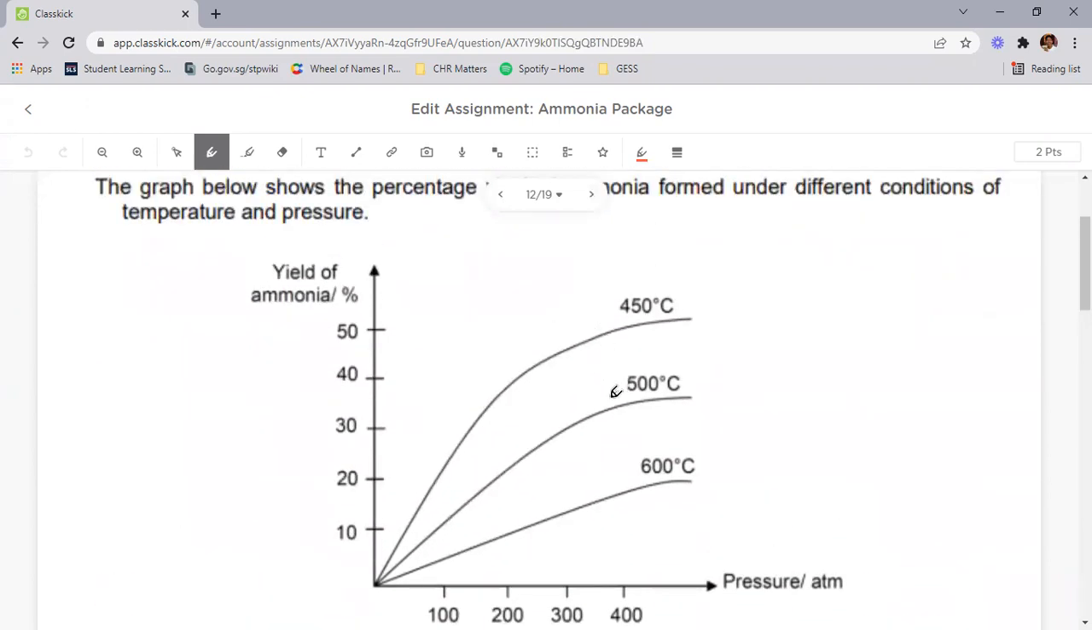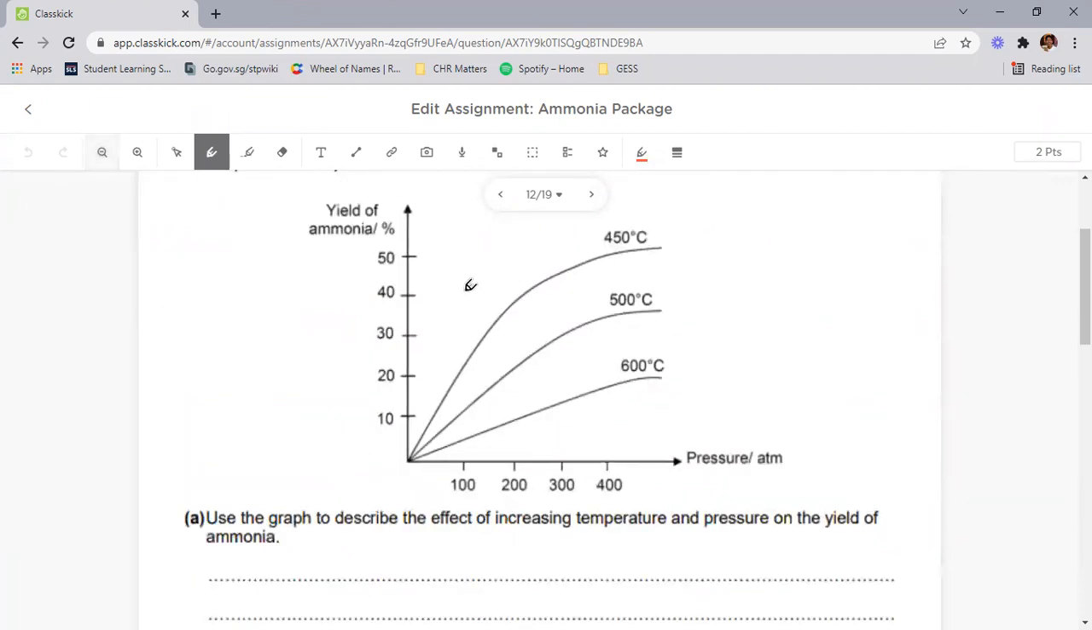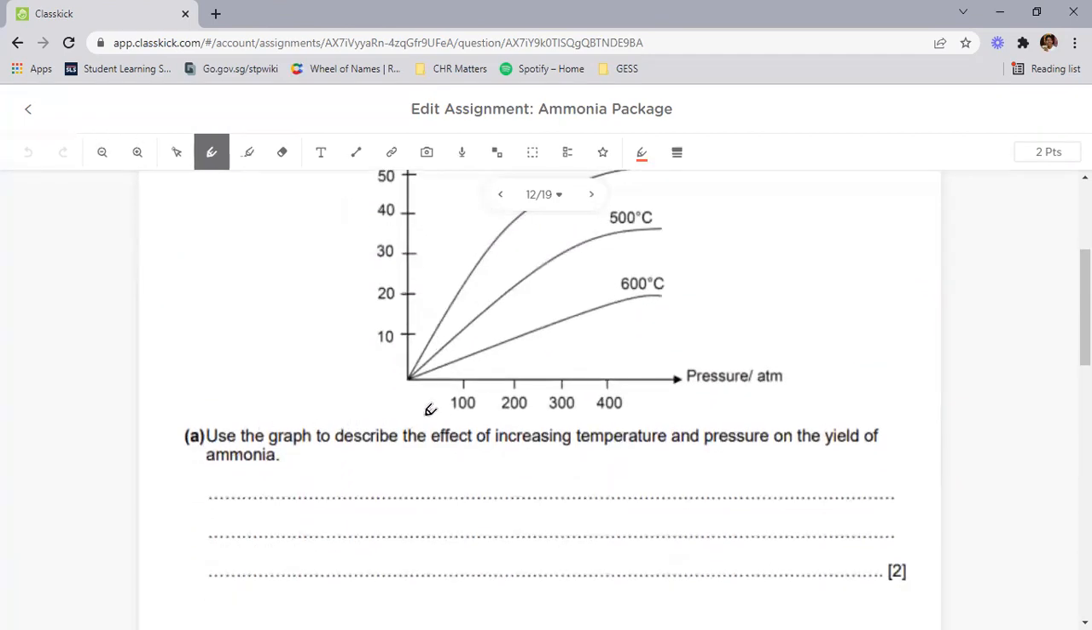Maybe let's go for another one. You can see this on the same graph. You realize this graph is very common, so you need to get used to it. This one: use the graph to describe the effect of increasing temperature and pressure on the yield of ammonia. It is 2 marks. You must use the graph. If you remember during the activity that time, I did mention: whenever they say use the graph or use the data, you must use the values that are given to you.